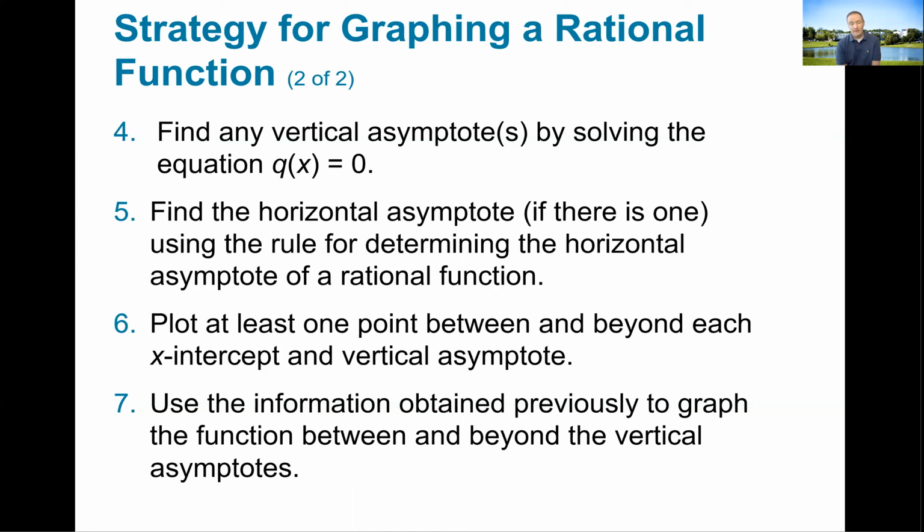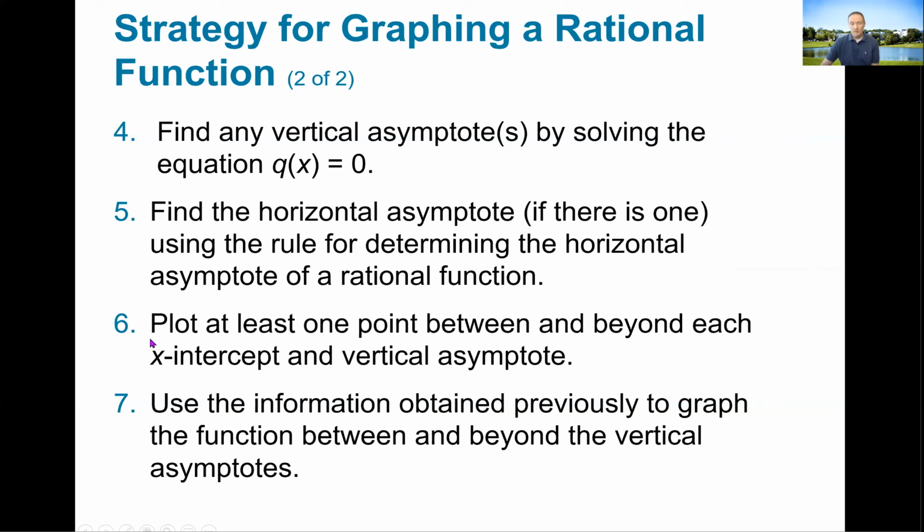The horizontal asymptotes, we looked at our three rules for that. If the degree of the numerator is greater than the denominator, there is no horizontal asymptote. If the degree of the numerator and denominator are the same, then your horizontal asymptote is going to be y is equal to the fraction of the leading coefficients. And lastly, if the denominator's degree is greater than the numerator's degree, then your horizontal asymptote is just going to be y equals 0.